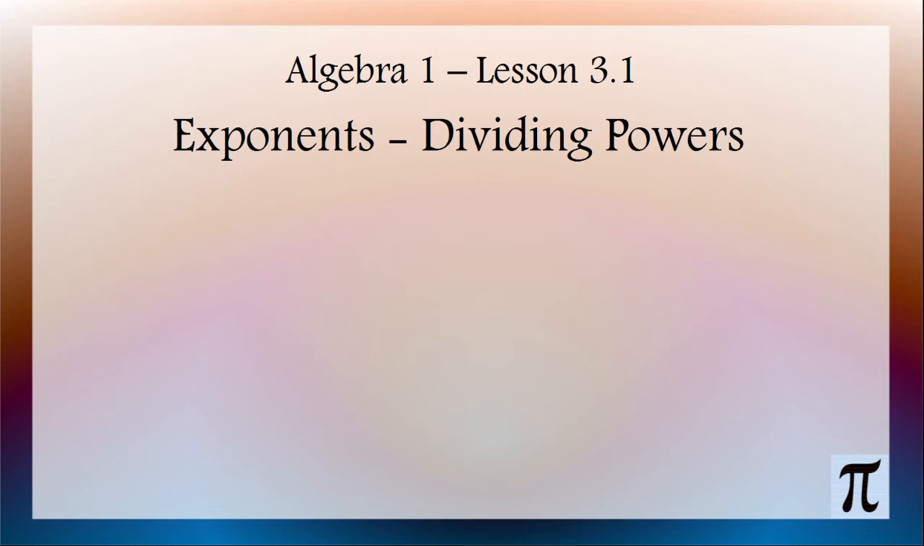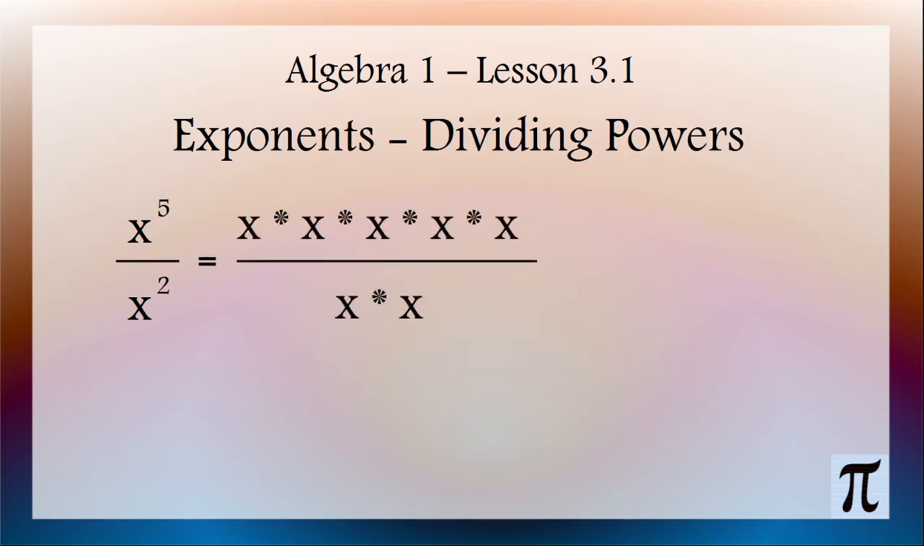Next, we'll cover dividing powers. So for example, x to the 5th over x squared, we could write it out with all the x's on the top and all the x's on the bottom. We know that 2 x's would cancel from the top to the bottom. We would be left with just x times x times x, or x to the 3rd power.